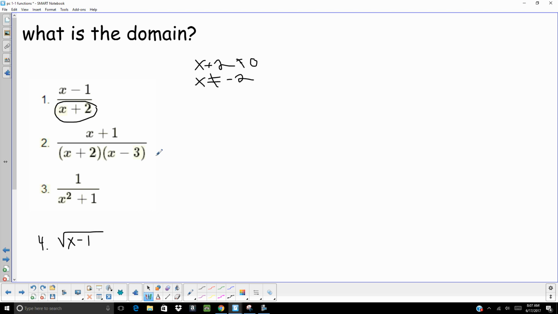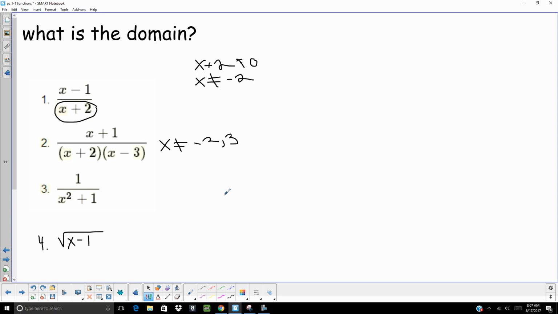On number 2, again, we have a fraction. We look at that denominator. x cannot equal negative 2 or positive 3. You just take each one of those, set them equal to 0.